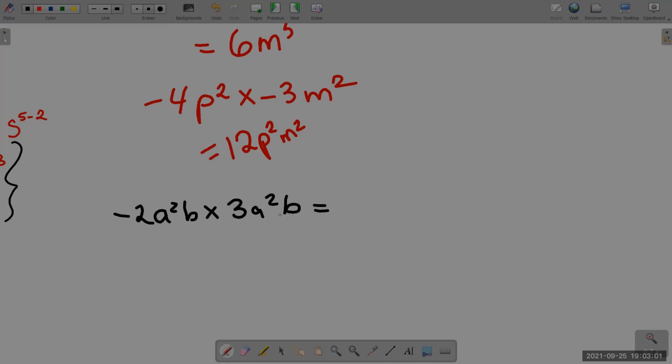Remember, we're multiplying. So Ash, check it again. The variable part is correct, but your coefficient, multiply your coefficient. A negative times a positive is what? Don't forget your rules. So let's take a look at it. -2 times +3 is just -6. A negative times a positive is a negative.